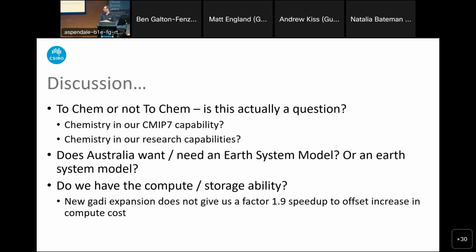The discussion points: to chem or not to chem, is it a question? Can we afford it? Maybe it's not even a question for CMIP7, but I would say absolutely we need it in our research capabilities. Does Australia need an Earth system model or an Earth system model? This is a provocative one, I'll let you read between the lines of that one. And like I say, do we have the ability to push these models through our infrastructure? Yes or no, I don't know. So I'll leave those up on the slide and then take any rocks thrown at me. Thank you.